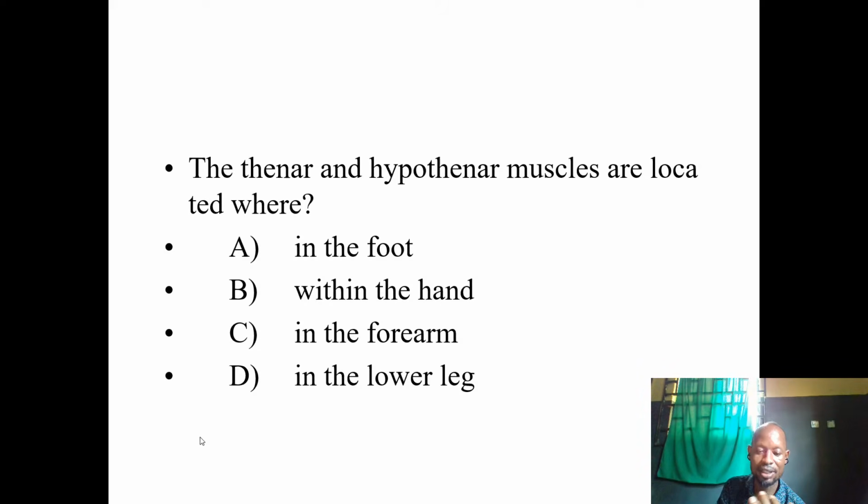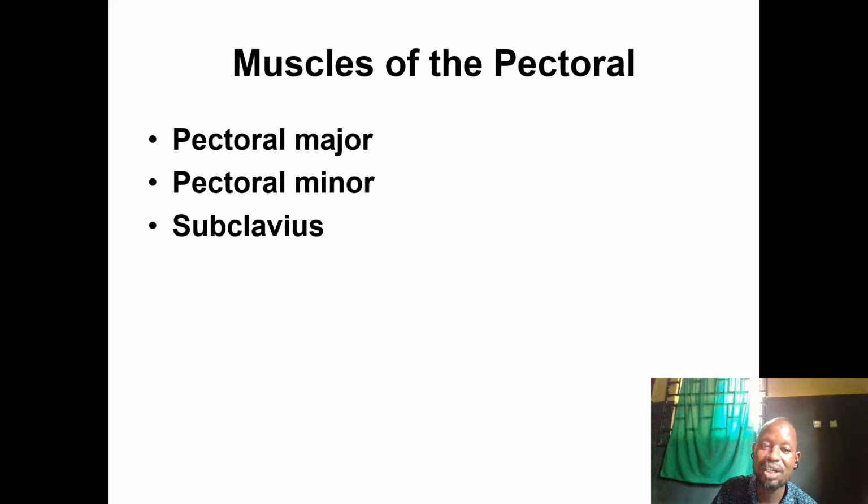The prominence, the group of muscles that make that prominence on the radial side of the arm, is the thenar muscles, while the one on the ulnar side is what? The hypothenar muscles. All right. So that's just that. Eventually you will see it is in the hand. It's not in the forearm. It's not in the foot. It's not in the leg. All right. Now let's look at the next.